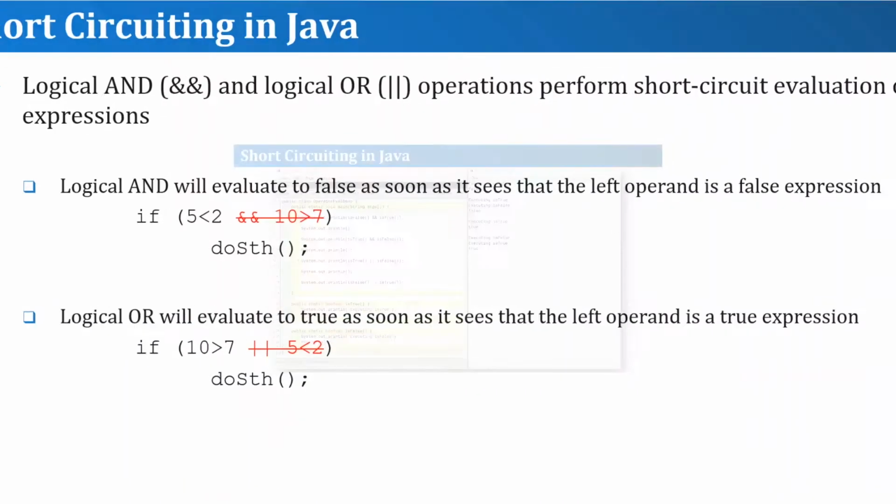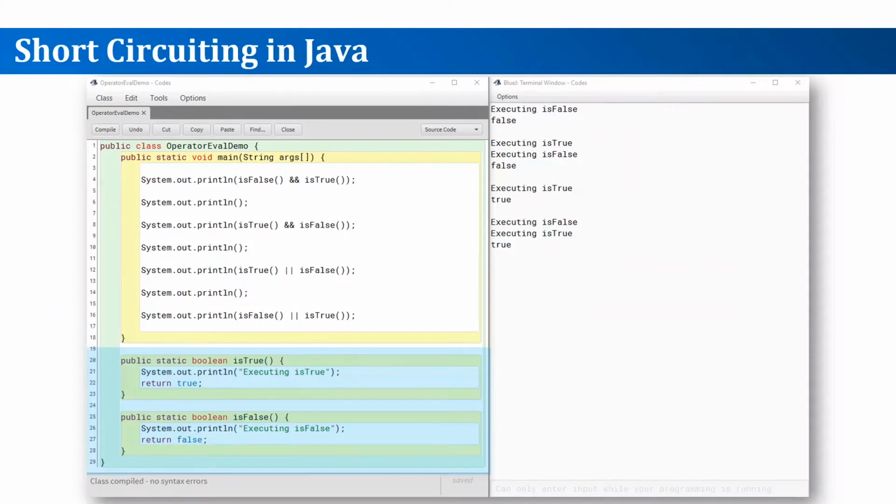To understand how that works, let's take an example. Here we have two methods, isTrue and isFalse. These simple methods return true and false respectively, but also print an output that gives us an indication if the method is executing or not. So if you call the isFalse method followed by the isTrue method and joined by logical AND, notice that only the isFalse will execute and the isTrue will not. This is what we mean by short-circuiting.